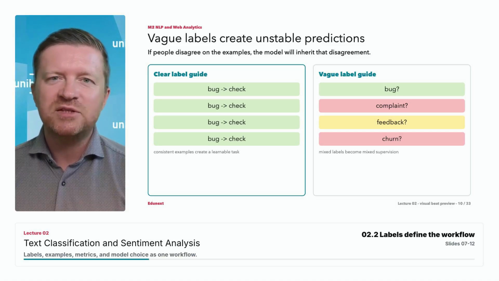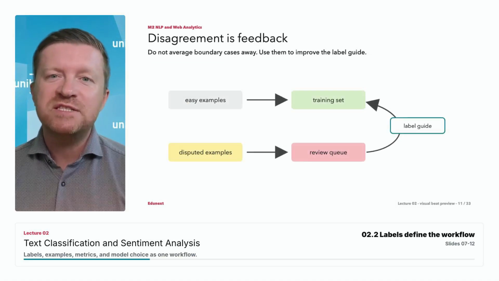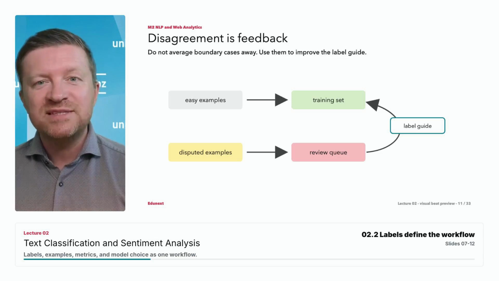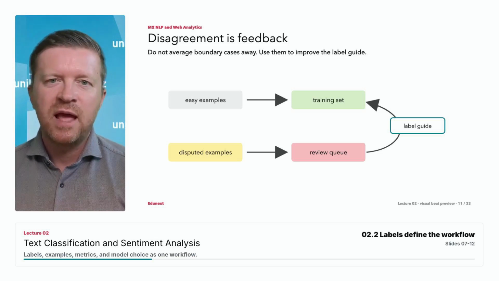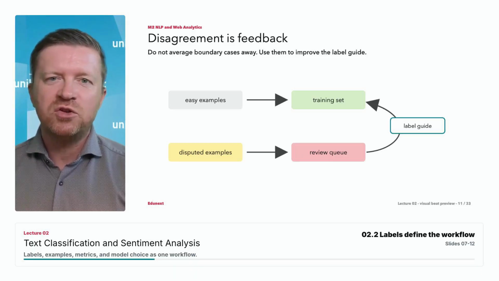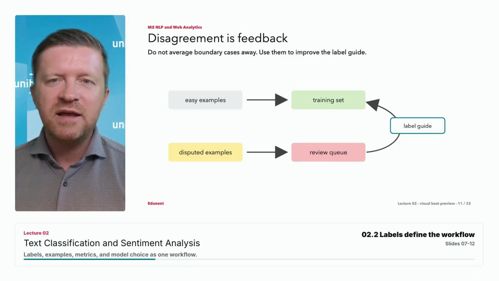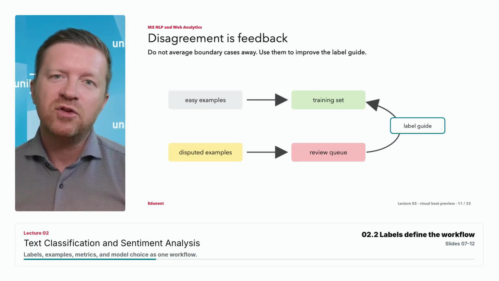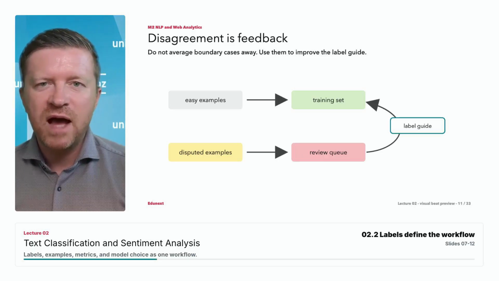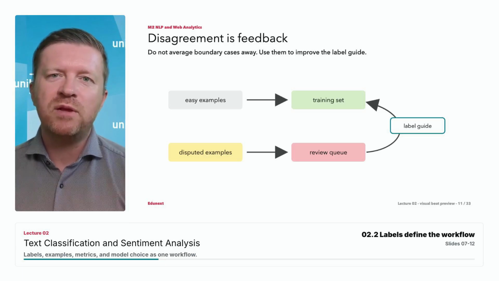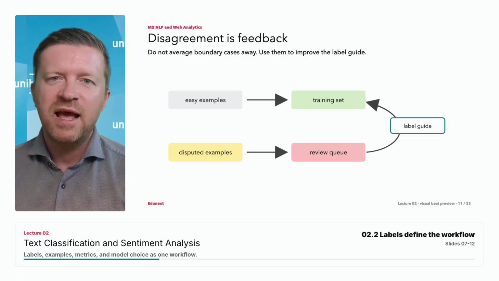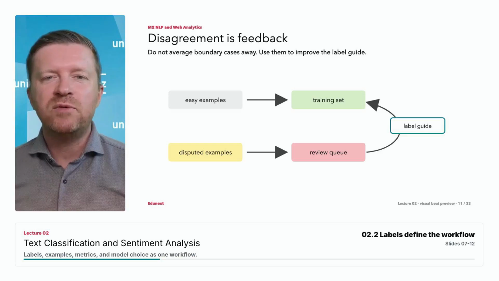When labelers disagree, do not just average the disagreement away. Ask what the disagreement is telling you. Maybe the example is a boundary case. Maybe the label guide is unclear. Maybe a missing category should be added. This is especially useful in business settings. Easy examples can go directly into the training set. Disputed examples can go to a review queue. Over time, the review queue improves the label definitions, and the label definitions improve the model.